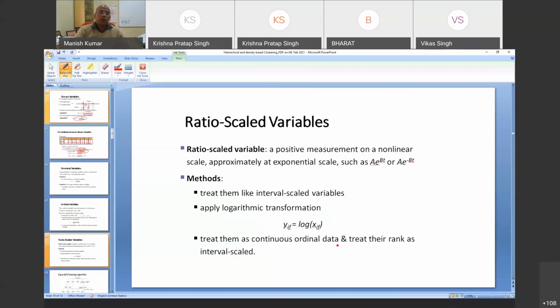Then ratio scaled, where exponential approximation is involved. Certainly we make use of logarithmic transformations, where I can convert the above into y_if = log of x_if, and then treat their rank as interval scaled. Then you can proceed with the data variables as we have done in the previous data types, and go for clustering.